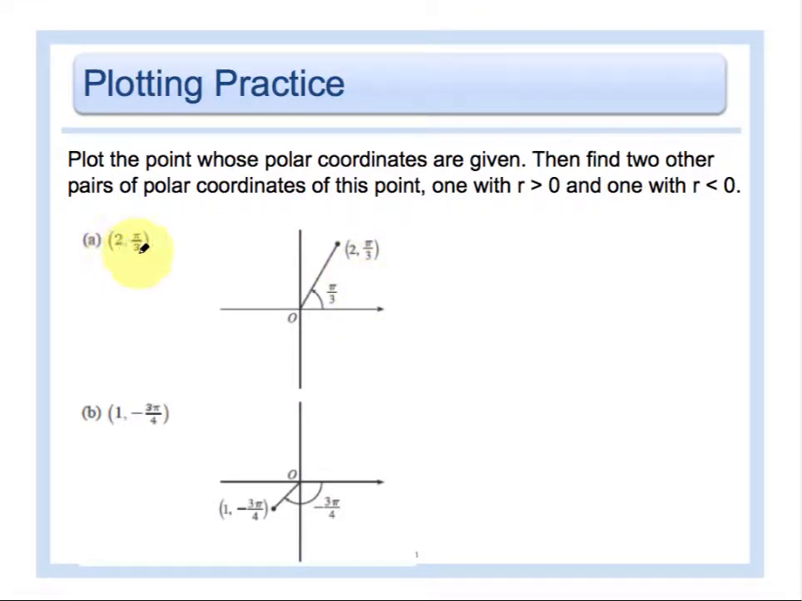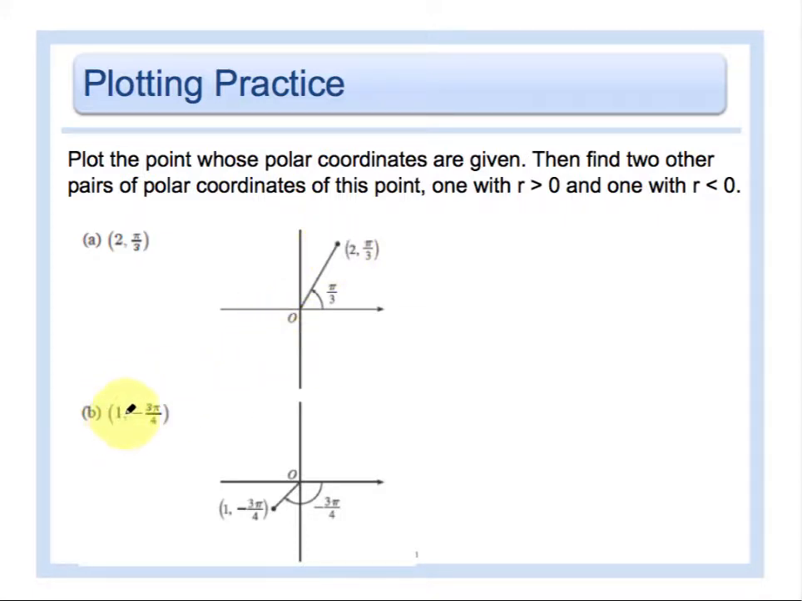So to plot (2, pi over 3), that means that our radius is 2 and our theta is pi over 3. So we're going around a circle to plot these things. We know a full circle around is 2 pi, so pi over 3 would just leave us right here, and we draw a radius of 2. And so that's how I find that coordinate there. Let me just do a couple of these, and I think you're going to get the point.